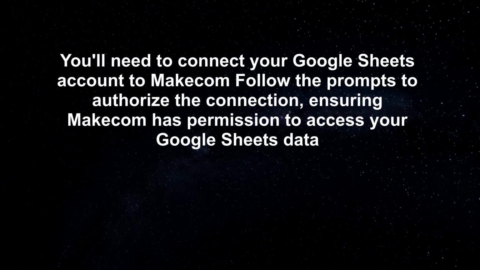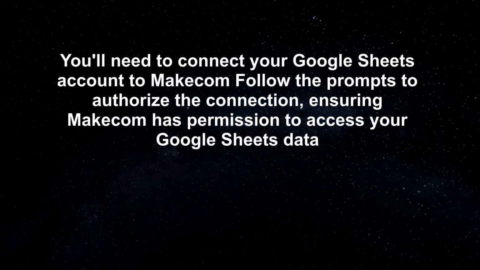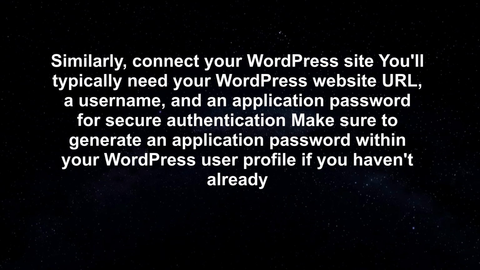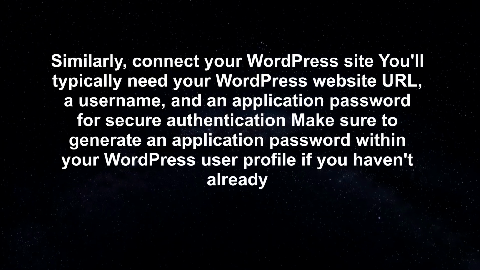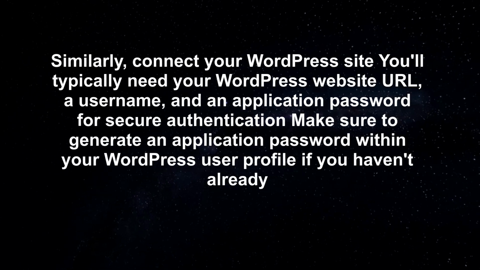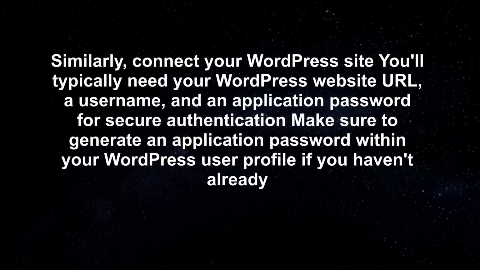Follow the prompts to authorize the connection, ensuring Make.com has permission to access your Google Sheets data. Similarly, connect your WordPress site. You'll typically need your WordPress website URL, a username, and an application password for secure authentication. Make sure to generate an application password within your WordPress user profile if you haven't already.